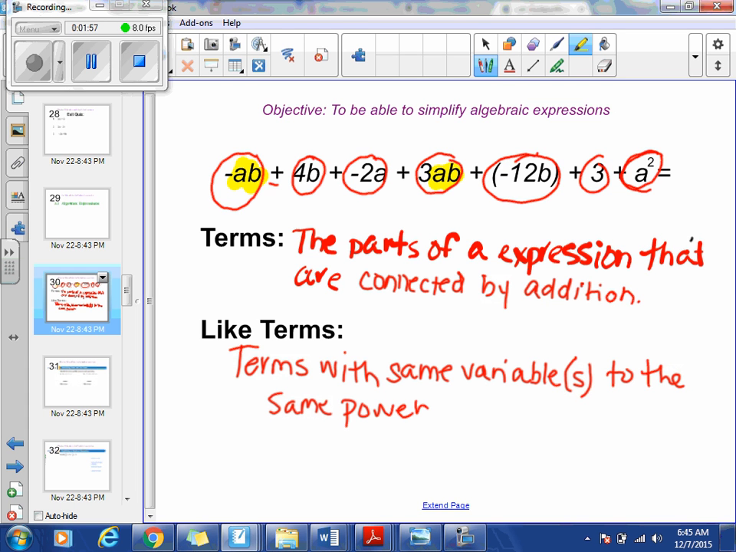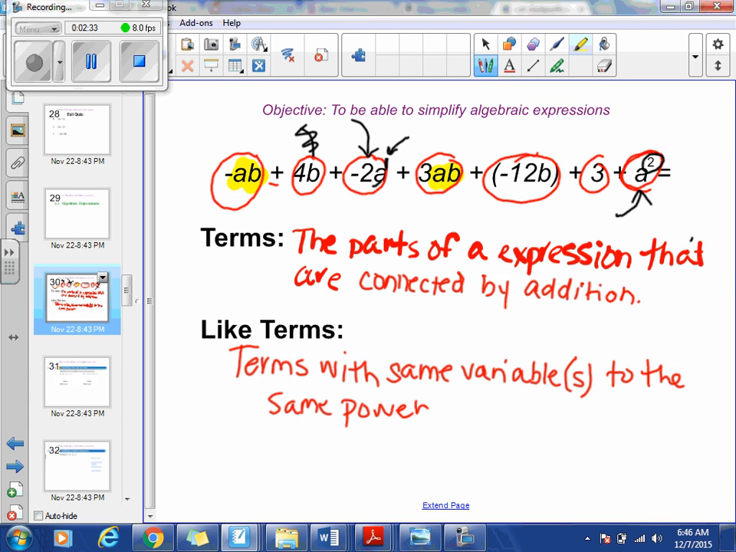So if we look at, let's go with the second term right here, it has, no, that's not the one I want. I want this one right here. This term has an a. Okay, so if we want to find like terms with negative 2a, we'd look for terms that have an a. Alright, so here's one over here. The problem is they don't have the exact same power. They don't have the same exponent. This one is to the second power. This one doesn't have an exponent, meaning that it's just to the first power. So those are not actually like terms.